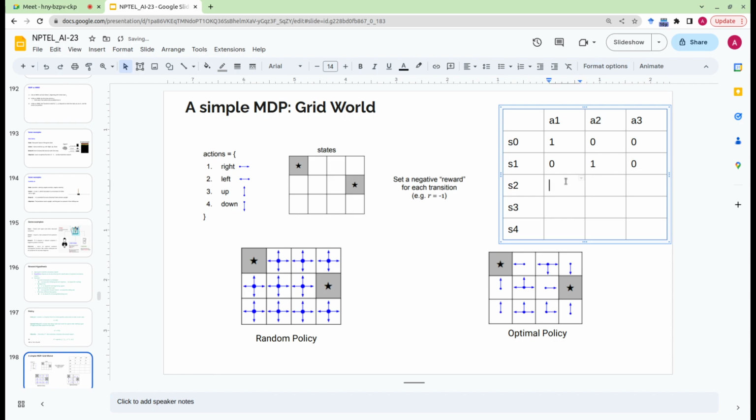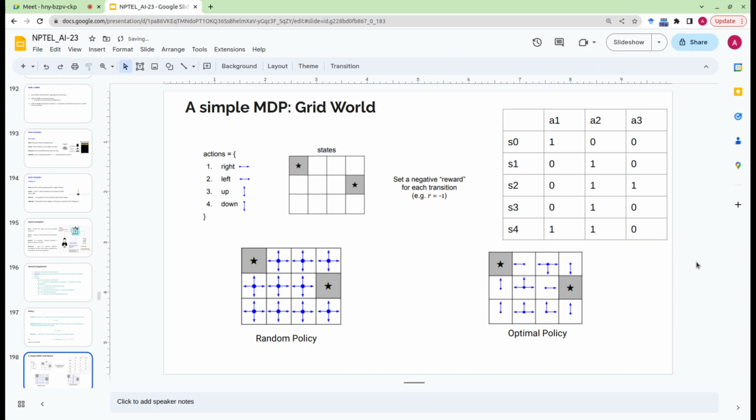For S2, it is saying A1 is not good, but A2 and A3 are equally important. It can go to the same kind of reward. For S3, A2 is good, optimal here. Don't take A1 and A3. For S4, it is saying A1 and A2 are equally important. You shouldn't take A3. So this is finally what your policy would look like.